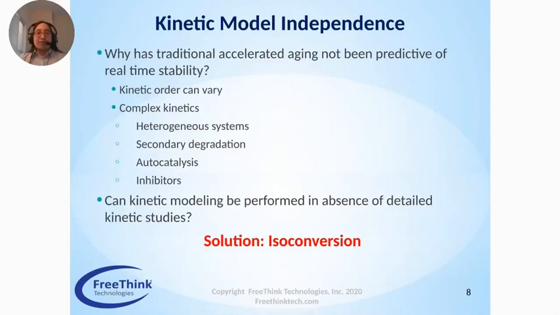A common example of this would be antioxidants. If your API is prone to oxidative degradation, then it's not going to see much oxidation until the antioxidants are completely exhausted. So you would have a lag phase before you see the oxidative degradants start to grow in. So the question becomes, can you perform kinetic modeling in the absence of detailed kinetic studies? And so the approach that we use for ASAP is called isoconversion.